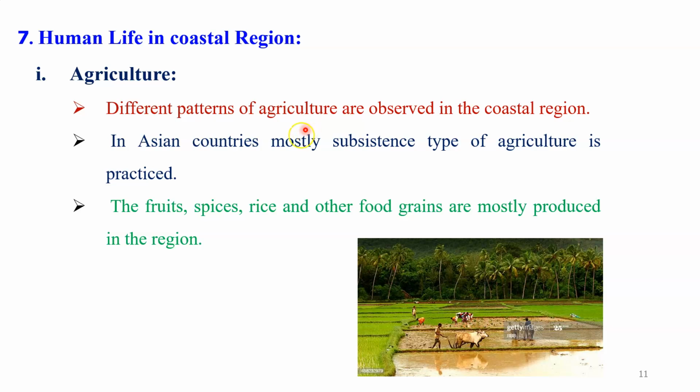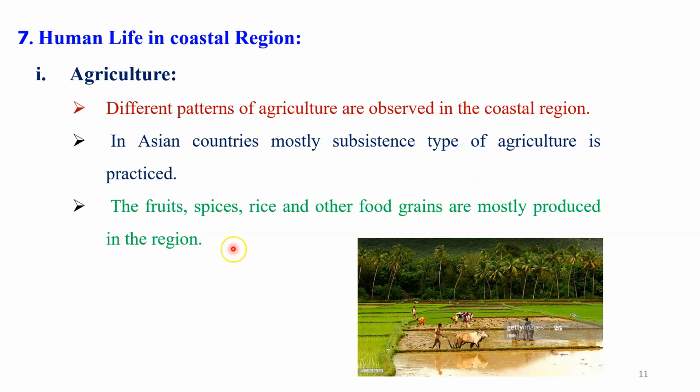If you're talking of Asian countries, in most parts of Asia we have a subsistence type of agriculture that is practiced in most Asian countries. It includes India, Sri Lanka, Philippines, Malaysia. These are the countries where you will observe the subsistence type of agriculture.